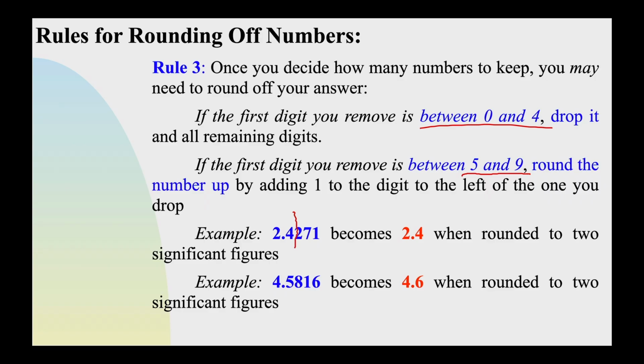So we look at the first digit to be cut, which is the 2. Don't look at the 7 or the 1, only look at the 2. 2 is between 0 and 4, so you leave it alone. The answer is 2.4. On the other hand, 4.5816, if we're going to cut that to 2 sig figs, the 4 and the 5 count, 816 gets dropped. Again, only look at that first number, which in this case is 8. 8 is between 5 and 9, so 4.5 will round up by 1 to 4.6 for the final answer. It's pretty easy, but don't forget to do this. It gets forgotten by people, but it can make a big difference in the answer.